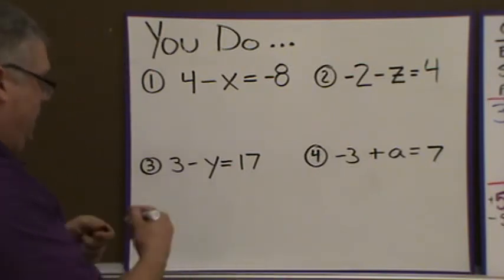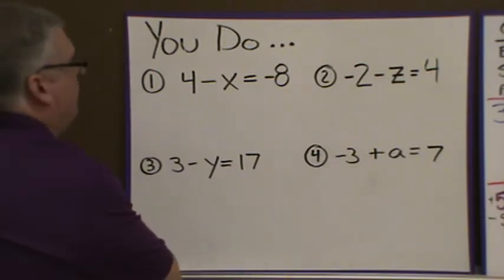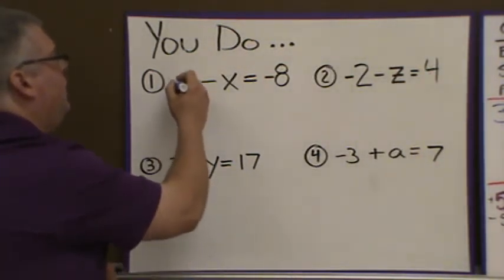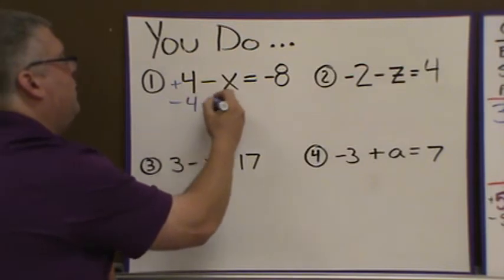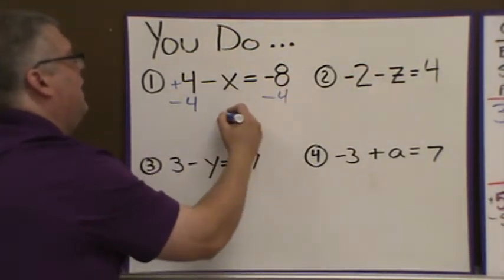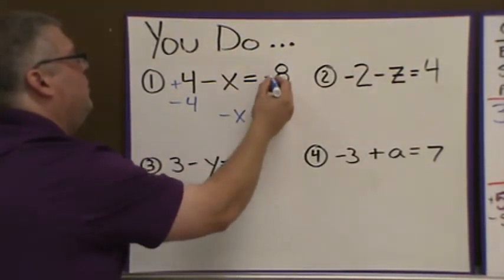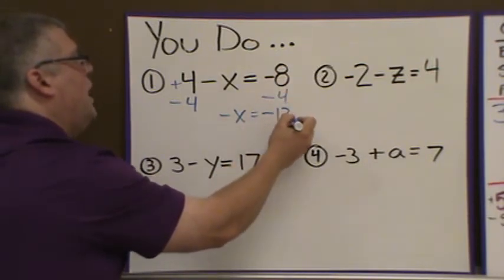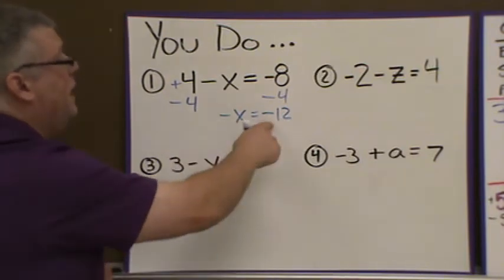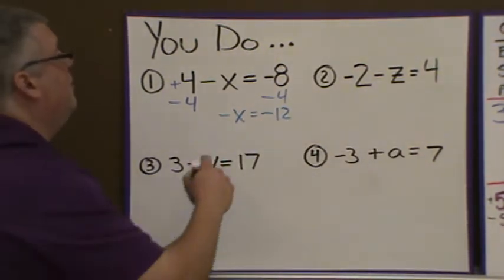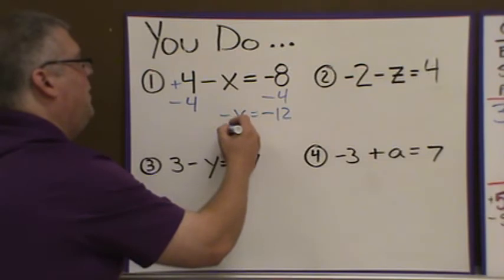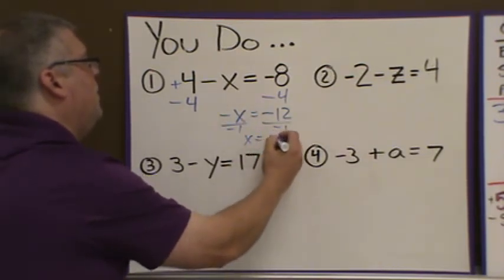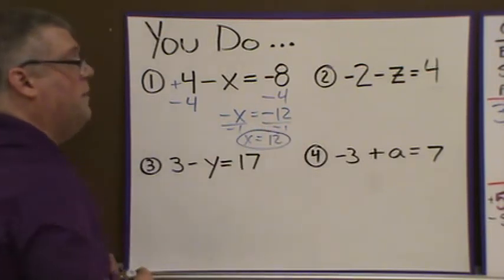And welcome back. Let's go over these problems. The first one here. Again, we're going to do the opposite of the plus 4, so we're going to minus 4 from both sides. That gives me negative x is equal to negative 4. Negative 8 minus negative 4 becomes negative 12. Combining 2 negatives, you're going to end up with a negative. Negative x equals negative 12. Divide by negative 1, and I get x is equal to positive 12. And that's my answer on that one.